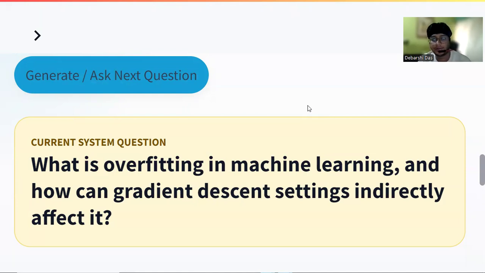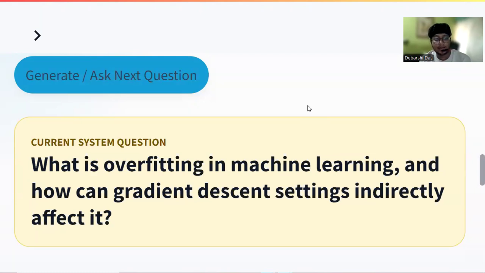So overfitting in machine learning is when the model is trained on the training data, and when it is faced with unseen data, it cannot give the proper predictions as was expected. It's more used to the training data itself rather than recognizing patterns in the unseen data.